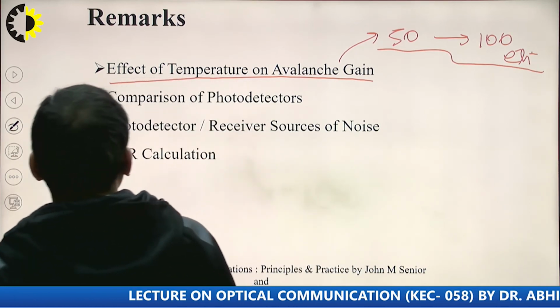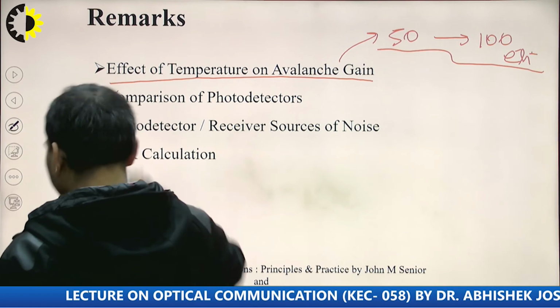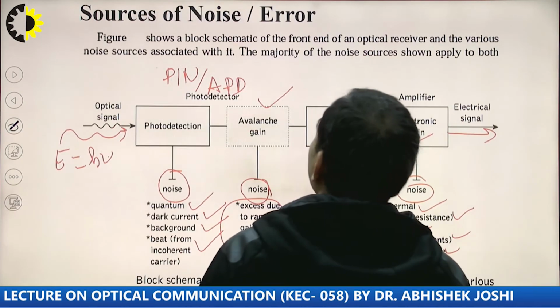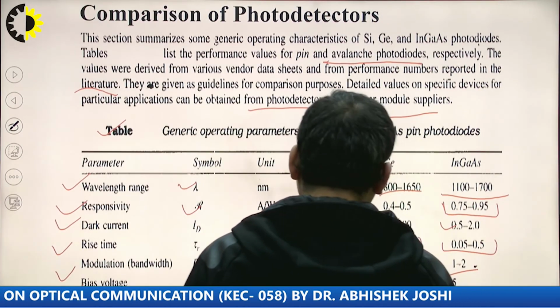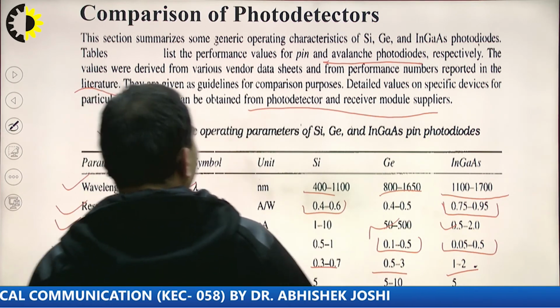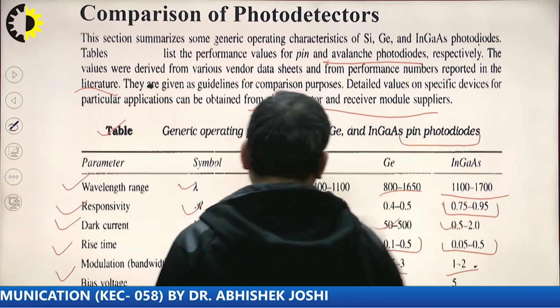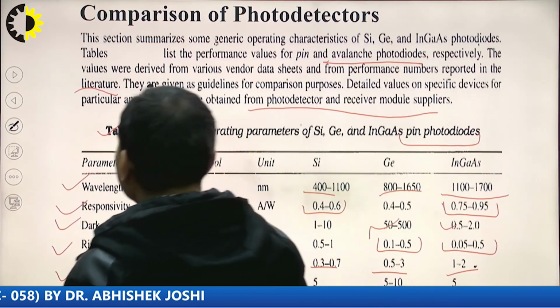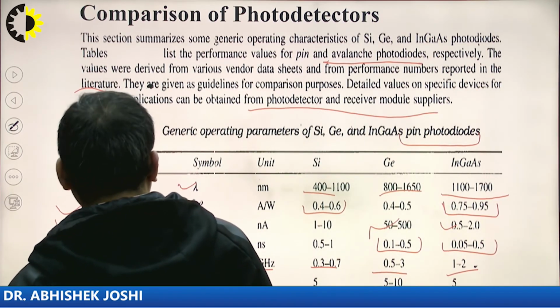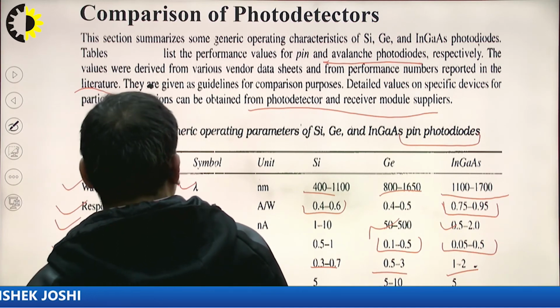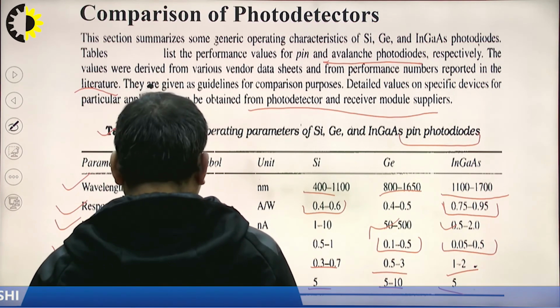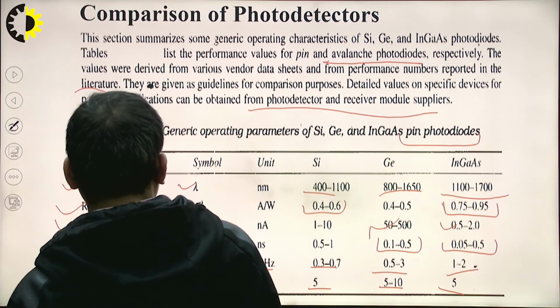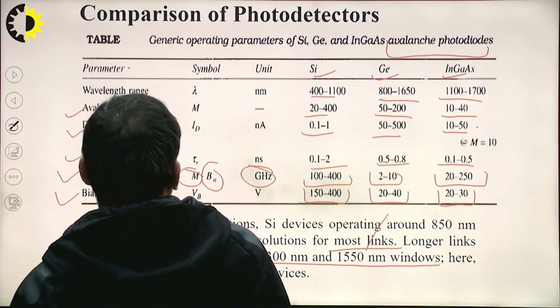Then we discussed the comparison of the photodetectors. The comparison of the photodetectors is based on various parameters for the PIN photodiode and for the avalanche photodiode. The parameters we used to compare are the wavelength range, the responsivity, the dark current, the rise time, the modulation bandwidth, and the bias voltage.